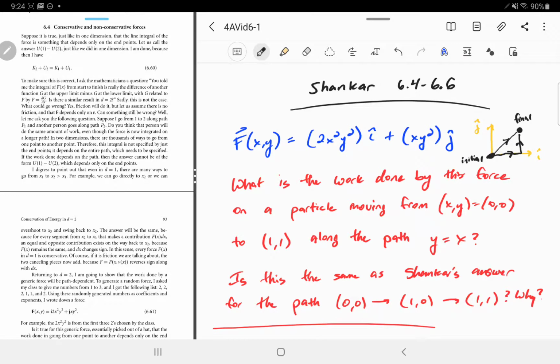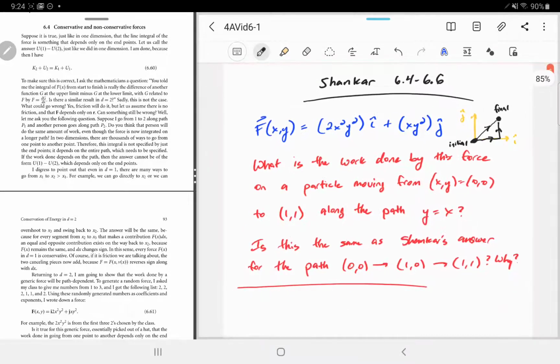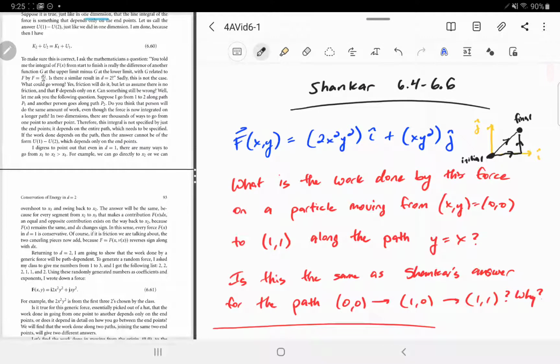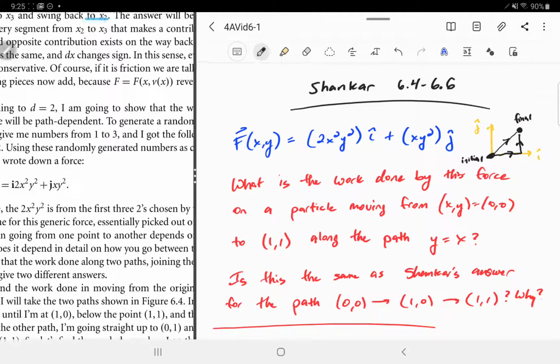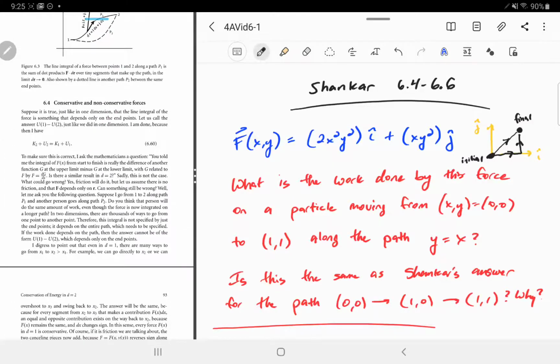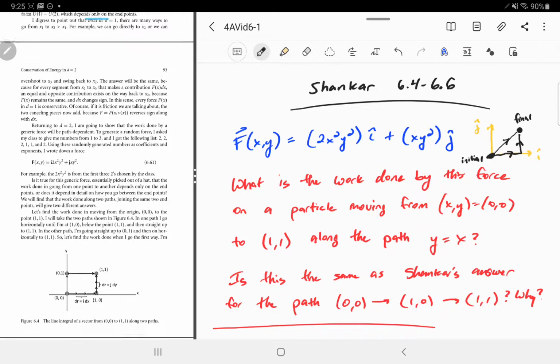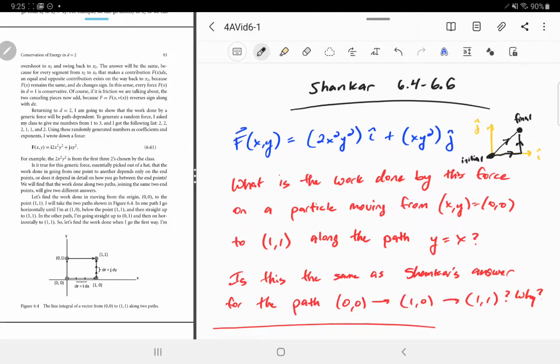So before we talk in some generality about conservative and non-conservative forces, we're going to do this specific example. So we'll do the example right away. I took the function from Shankar. He computes the work done for two different paths. He gives this function in equation 6.61 on the left right there, so I copied down that same function.